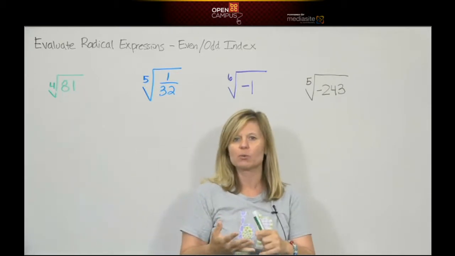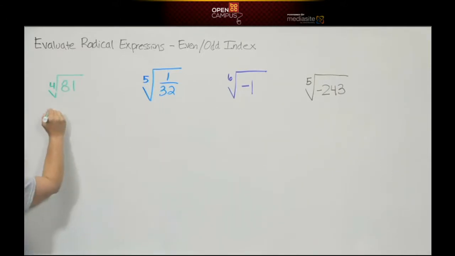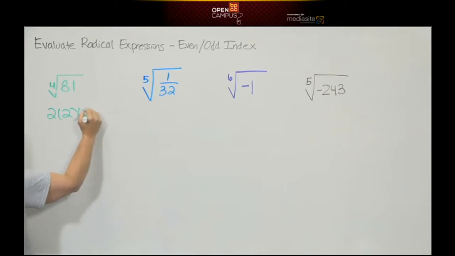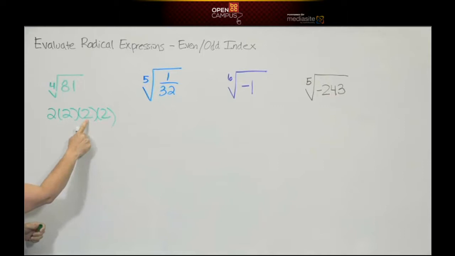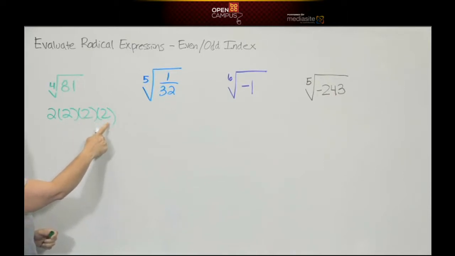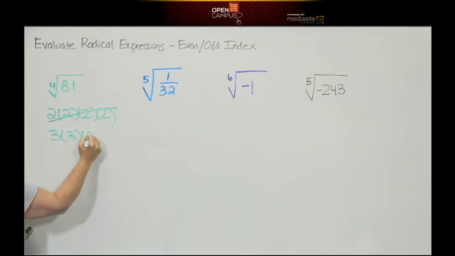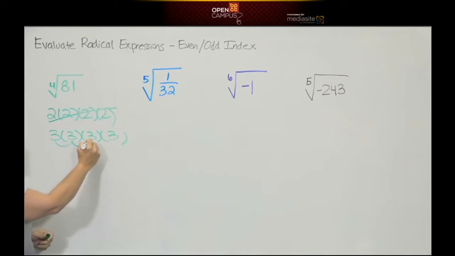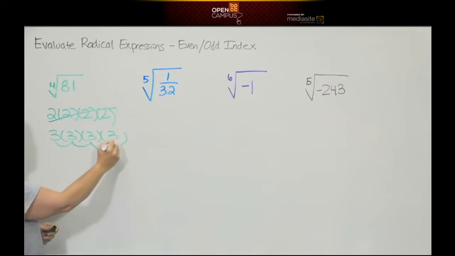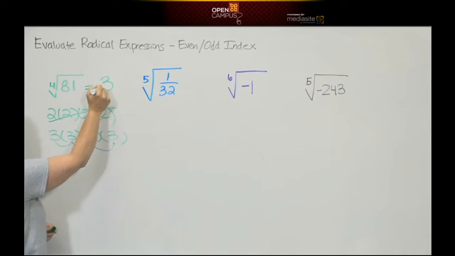So we know 1 times 1 times 1 times 1 will not work. That's 1. So if we try 2 times 2 times 2 times 2, 2 times 2 is 4, 4 times 2 is 8, 8 times 2 is 16. That doesn't work. So now we'll try 3 times 3 times 3 times 3. 3 times 3 is 9, 9 times 3 is 27, 27 times 3 is 81. Therefore, the fourth root of 81 is the number 3.